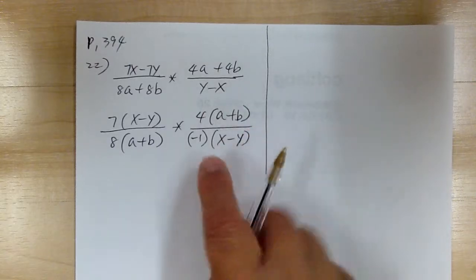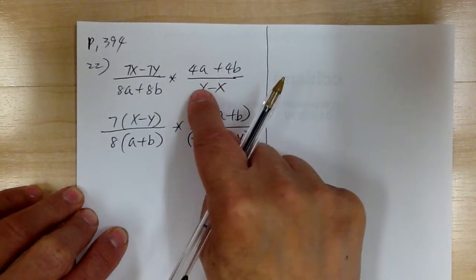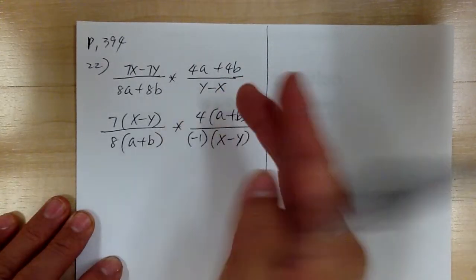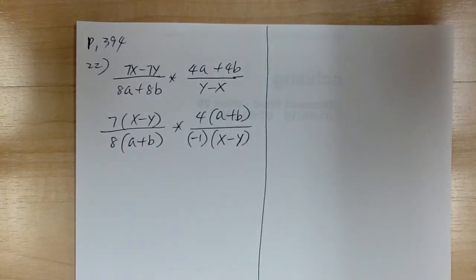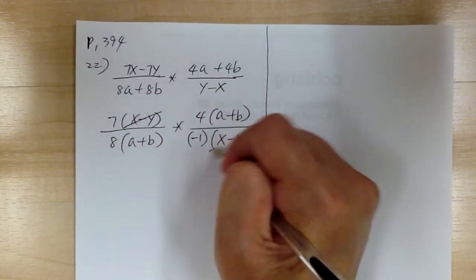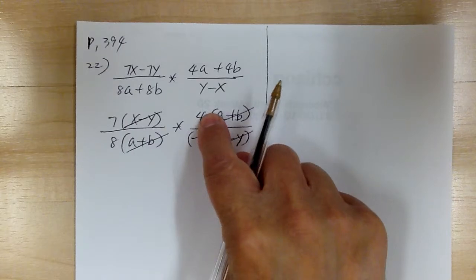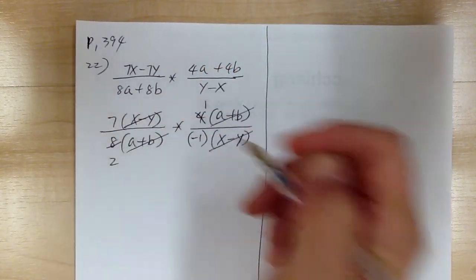Okay, and again, you can check, right? Negative times x gives you negative x, negative times negative y gives you positive y, right? So again, remember, to reverse the subtraction, you have to factor out the negative 1. Now you can start to cancel things out. So x minus y cancels with x minus y, a plus b cancels with a plus b. Then you've got 4 and 8, so you can divide by 4, divide by 4.